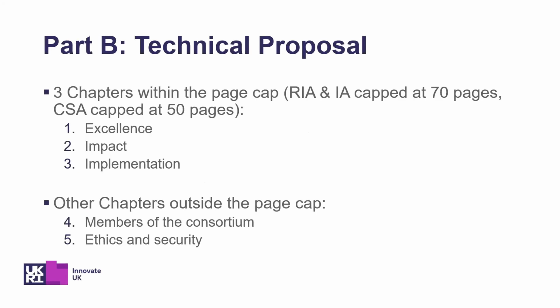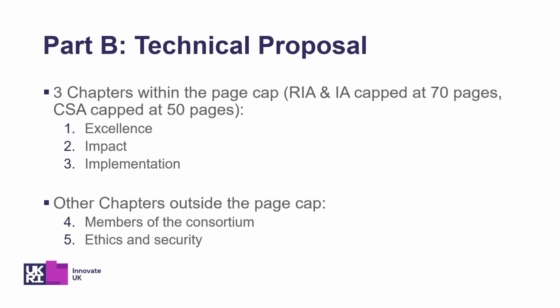So the technical proposal is actually where you're going to write specifically what it is you're going to do. This is the thing that is evaluated. And it's quite straightforward. There are only three sections. There's excellence, which is what is your fantastic idea? There's impact, what difference are you going to make? And there's implementation, which is the project plan. So we're not implementing necessarily the outputs of the project, that happens in impact, but implementation is how you're going to do the project.